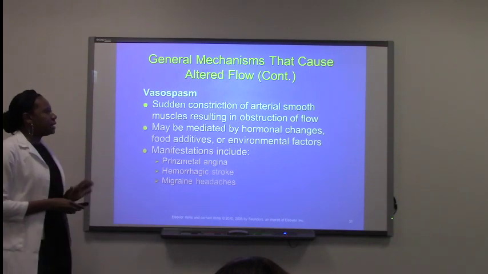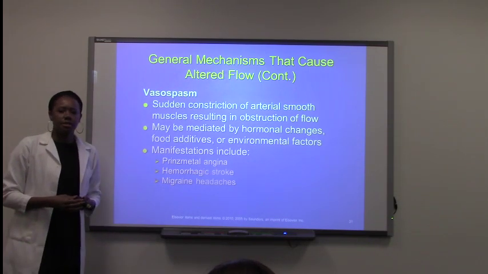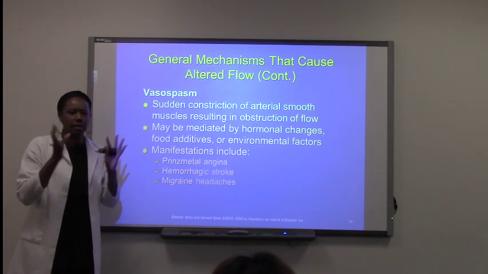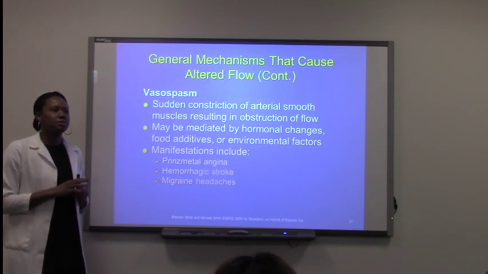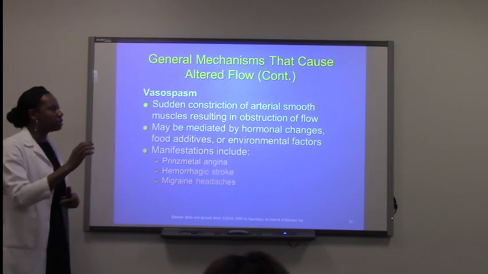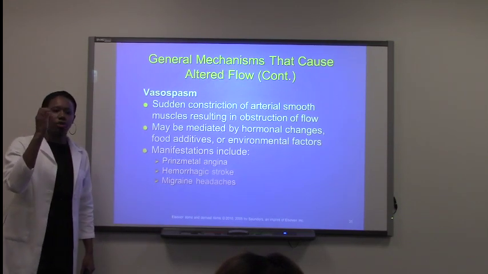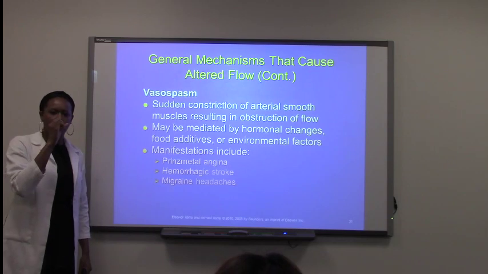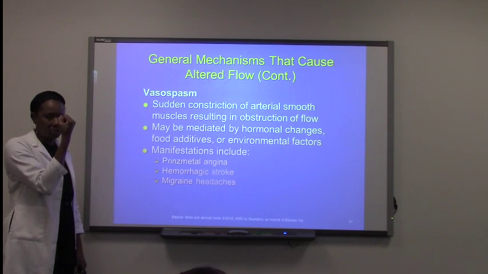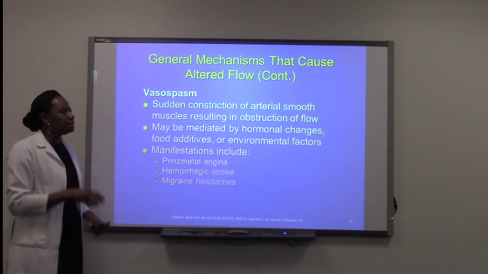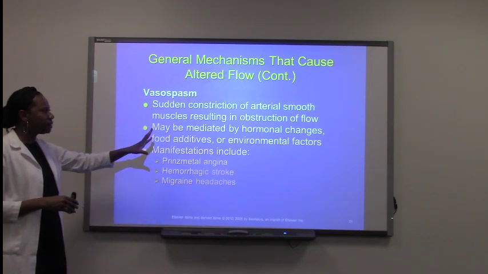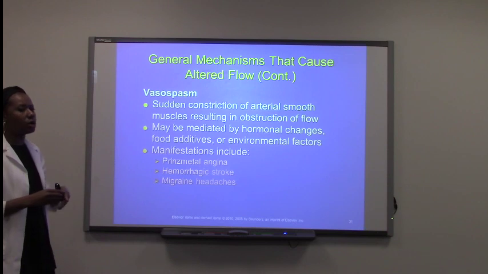Vasospasm. Sometimes even if you don't have a particular clotting situation or platelets pooling up, the vessel can just get a little goofy. I use that term goofy, but sometimes the vessel can actually go into a state of spasm, which reduces the lumen space and reduces blood flow. This can happen depending on different hormonal changes or different environmental factors.